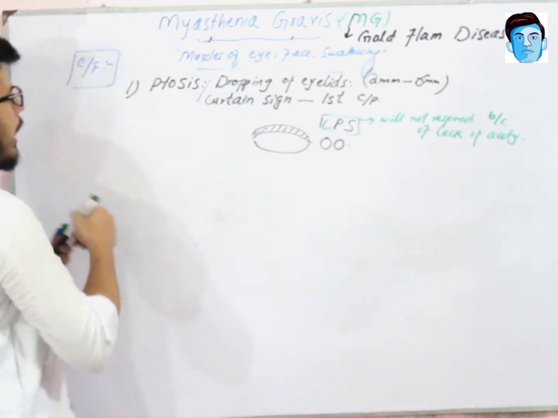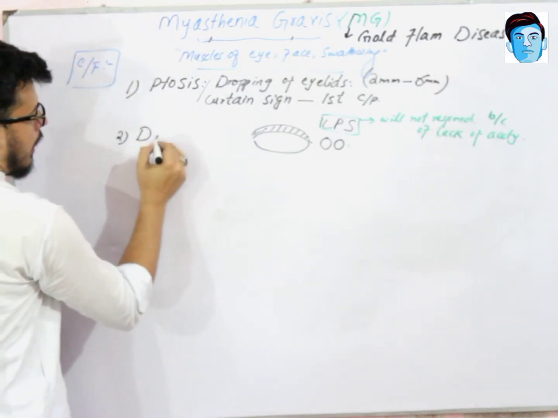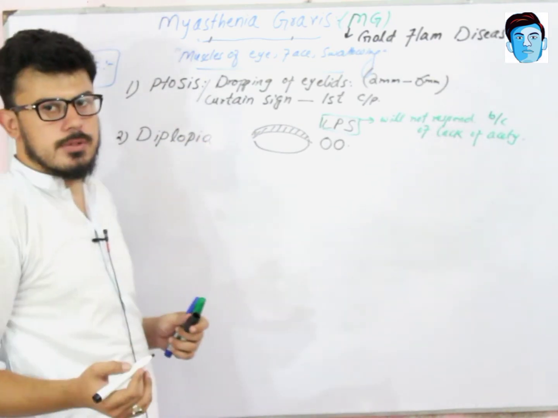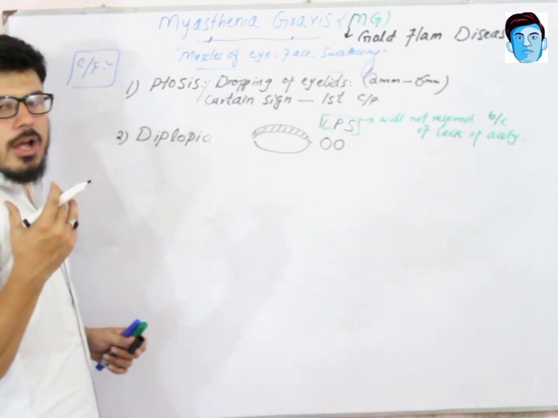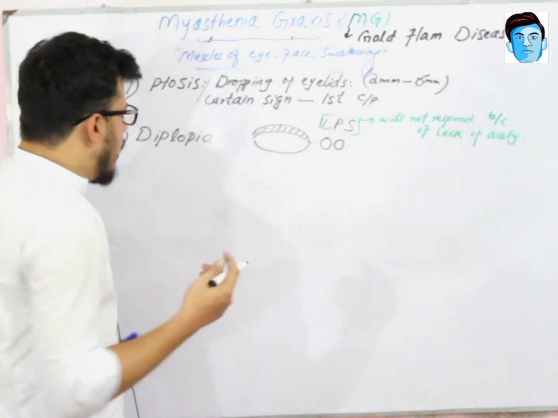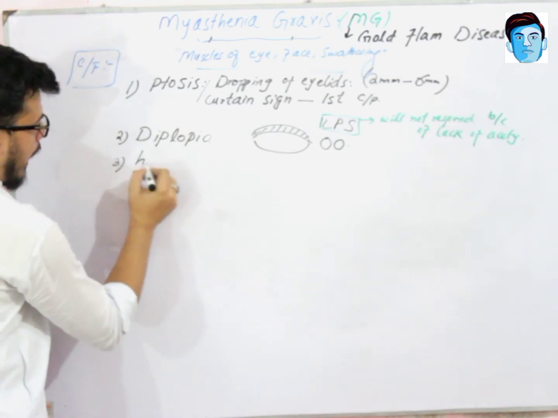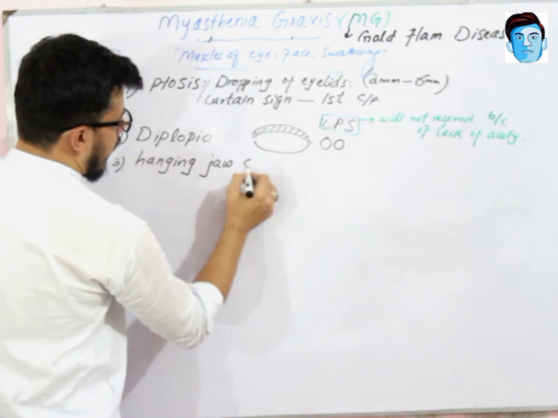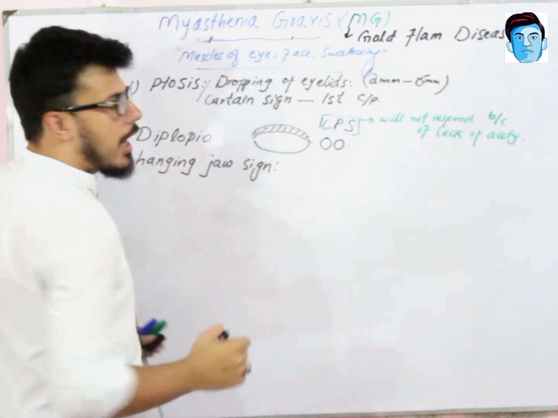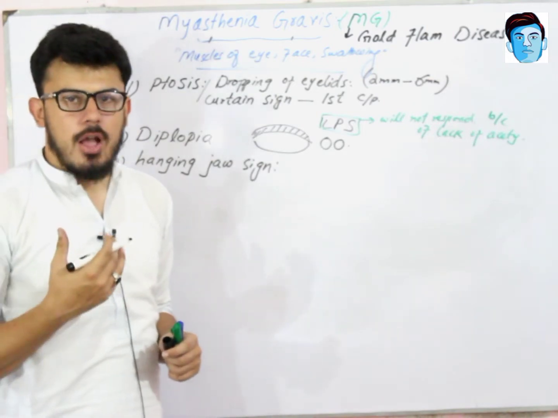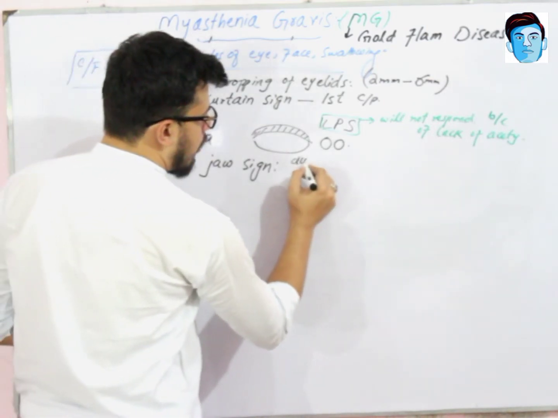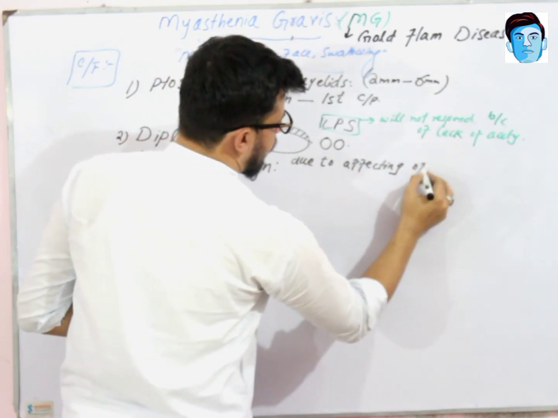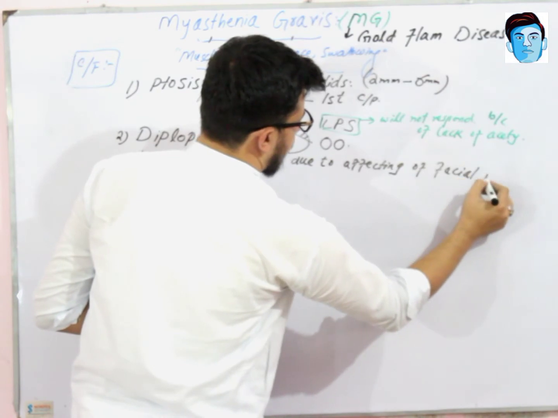Also, an important feature is diplopia, which means the patient has double vision. The muscles of the face are also commonly affected, so there is the hanging jaw sign. The hanging jaw sign is very important; it means the jaw is hanging. Why is it so? Because of the affecting of the facial muscles.